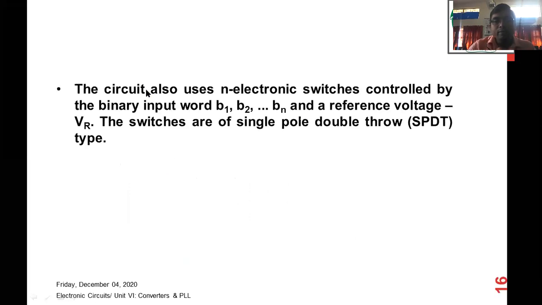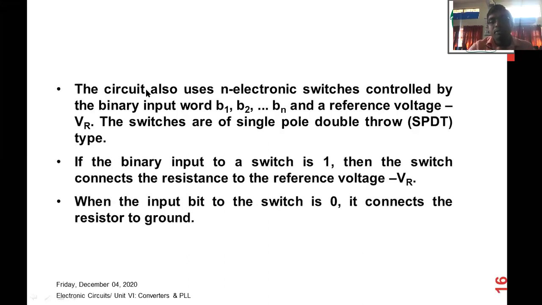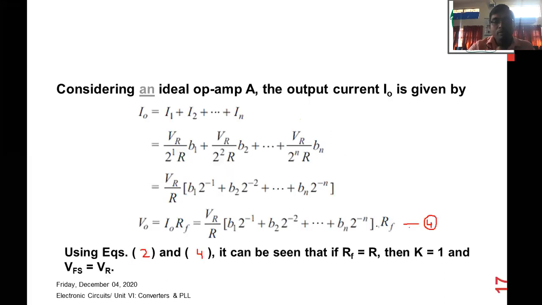Now you can see that whatever I have shown is mentioned in these particular points. We are using n electronic switches to control the binary input word from B1 to Bn, with the reference voltage minus VR. We are using single pole double throw switches. When the binary input to the switch is 1, the switch would be connected to the resistor to the reference voltage minus VR. When the input bit is 0, it would be connected to the resistor to the ground signal. So considering an ideal op amp having open loop gain A, the output current I0 is given as I1 plus I2 plus up to IN.